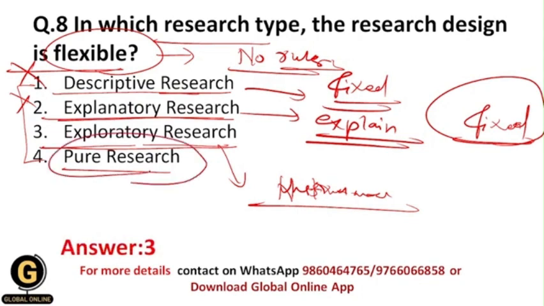And pure research or fundamental research is the research in which we are going to expand our knowledge, we are going to formulate a principle or theory or law, and that's why this is as well a fixed research design. So this option gets eliminated, and that's why the correct answer is 3, that is exploratory research.